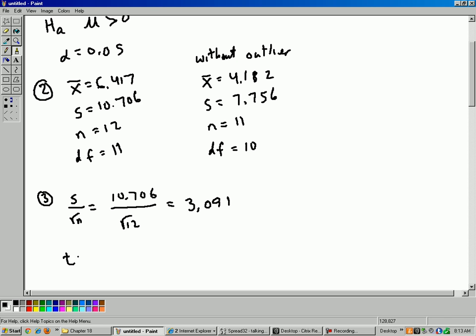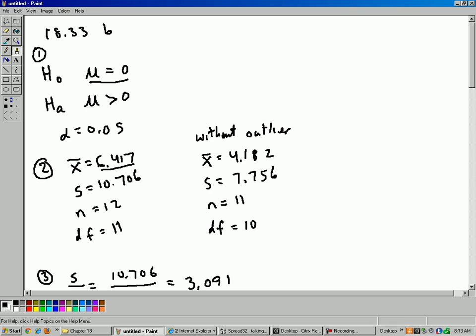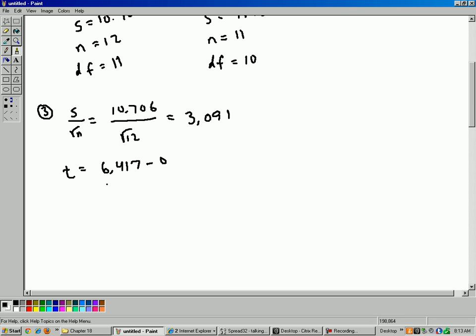My t-score is x bar, 6.417, minus the null hypothesis, which is 0, divided by the standard error, 3.091. Let's go back to Excel here. 6.417 minus 0 is just 6.417, divided by 3.091. So that's about 2 point something.